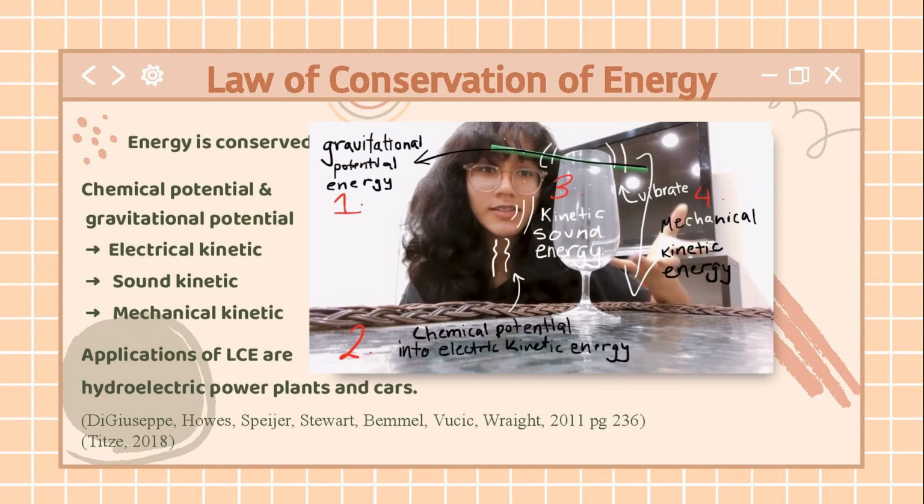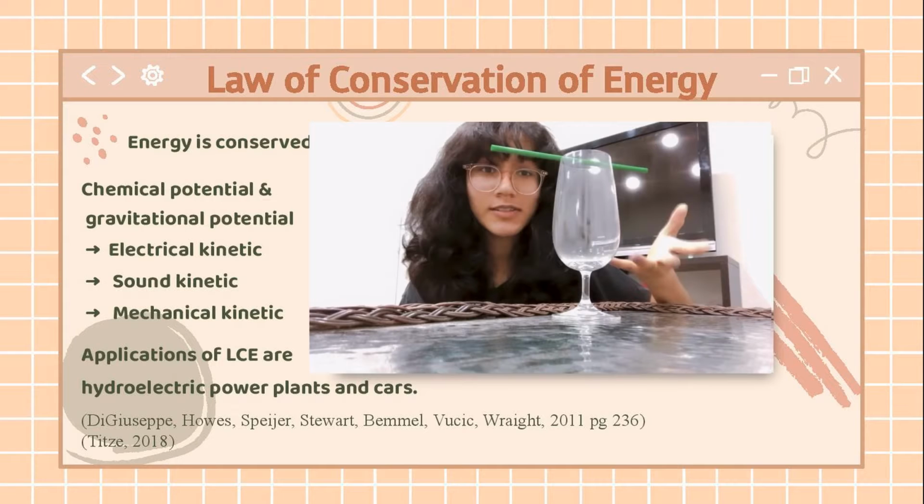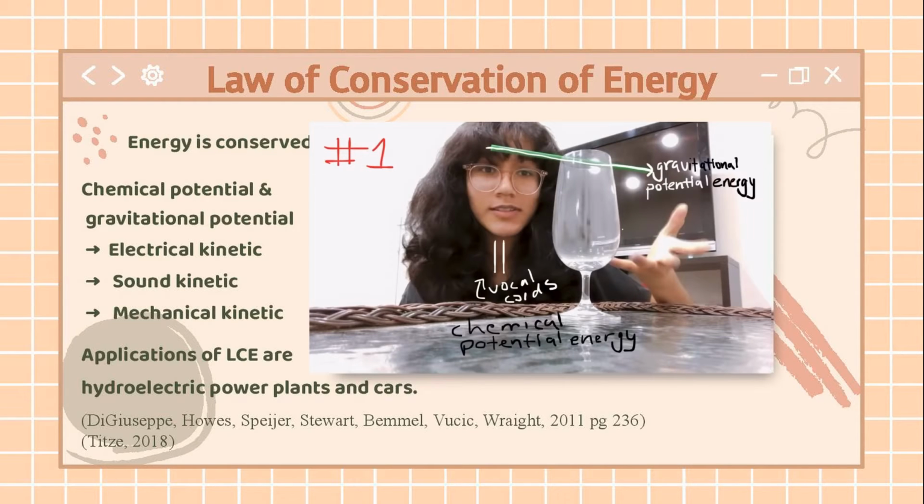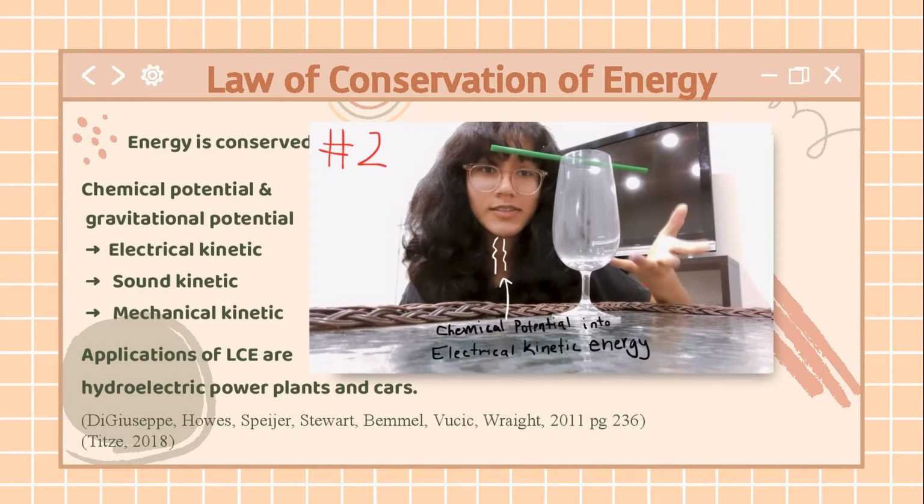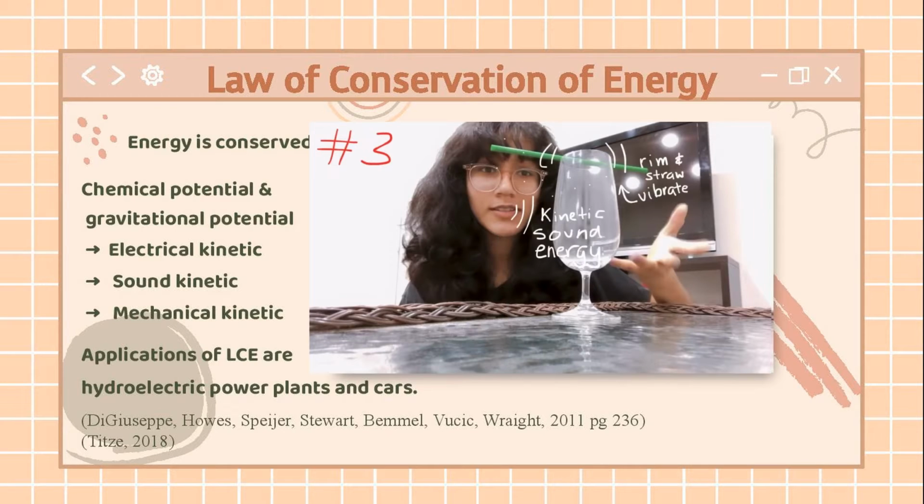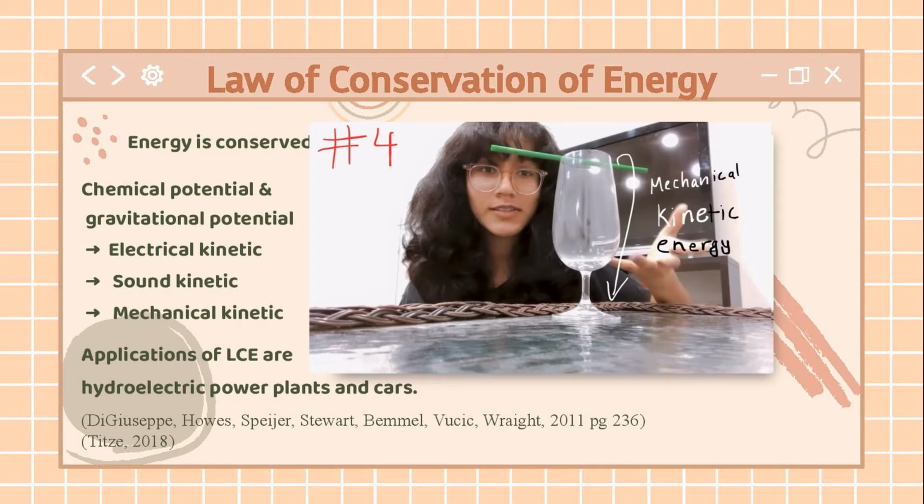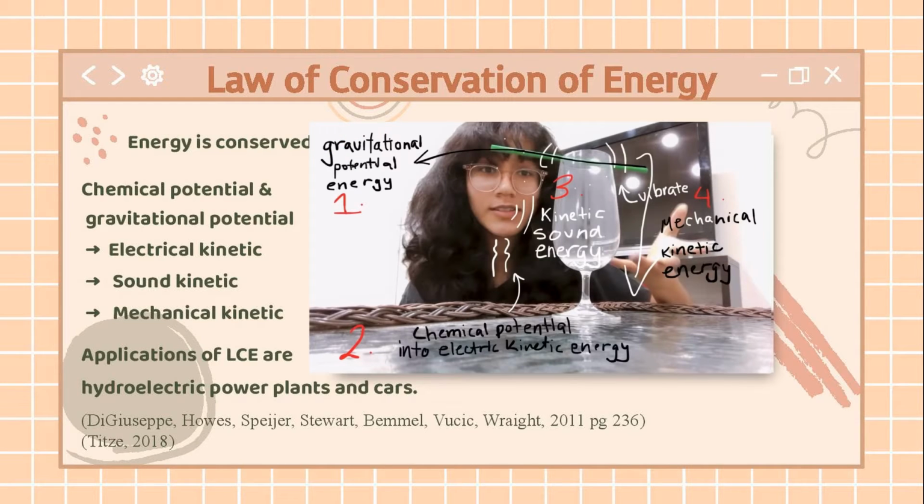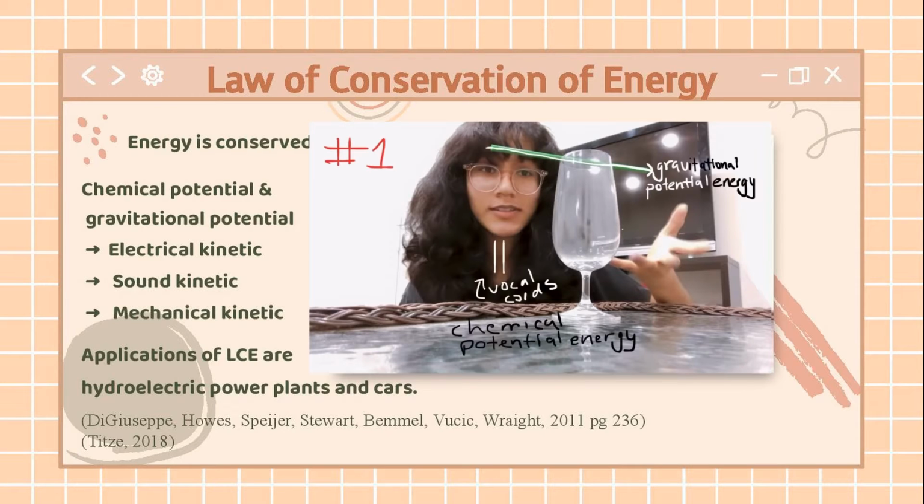Other applications of the law of conservation of energy are hydroelectric power plants and cars. Hydro plants convert the gravitational potential energy of dams and waterfalls into mechanical energy to turn the turbines in a generator and collect renewable electricity. Gas-powered cars use the chemical potential energy in fuel. Through combustion, it is converted into thermal energy and mechanical energy, causing the wheels to turn.